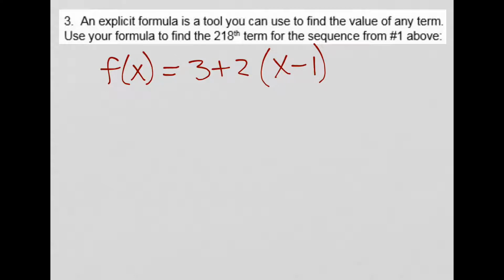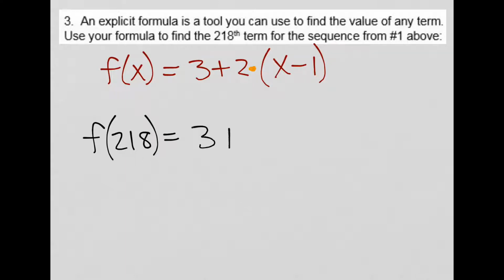One word of caution: do not add these two together. No. You can't do that because this 2 is being multiplied by the parentheses and you have to distribute it or simplify it first that way. Don't ever add that 3 to the 2 because we multiply before we add. Okay, so I know, you don't care. You just want to do your classwork. Let's use this tool to find the 218th term. This is how I'm going to write that. To find the 218th term, that would be f of 218.